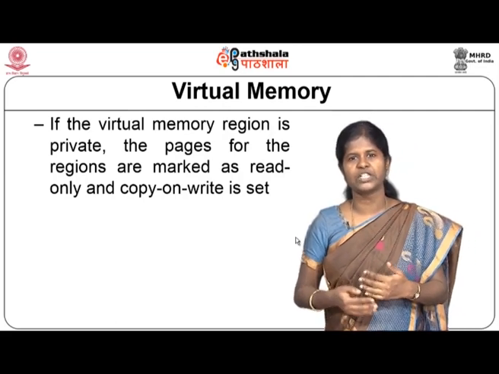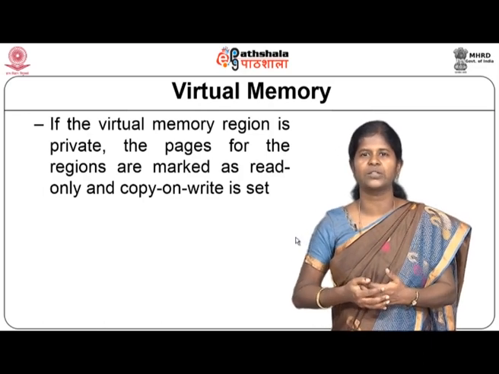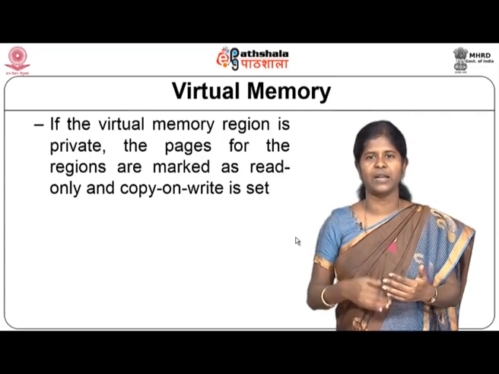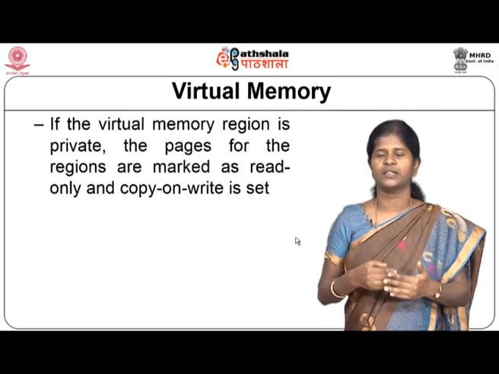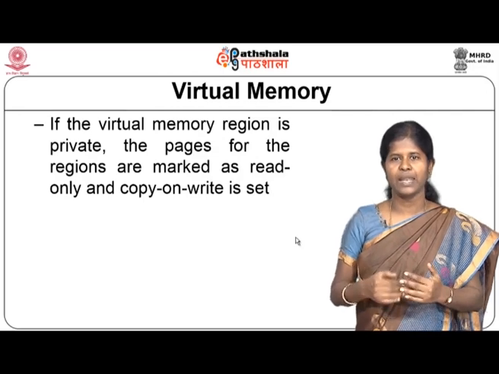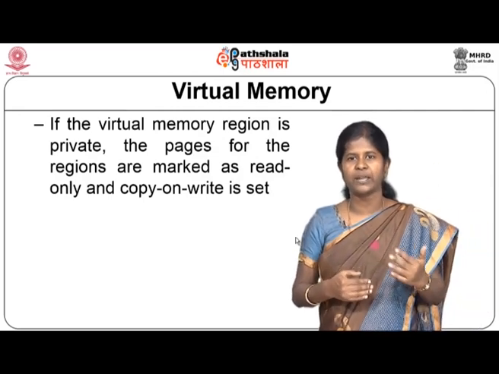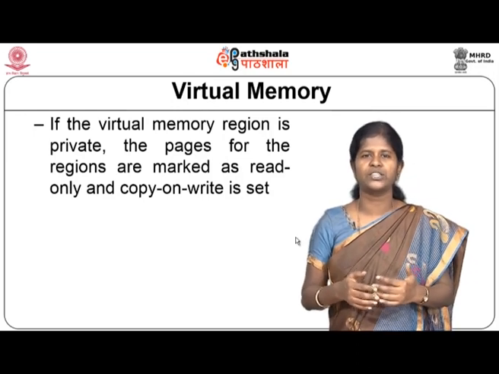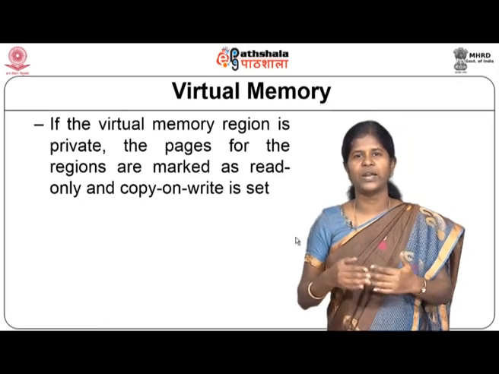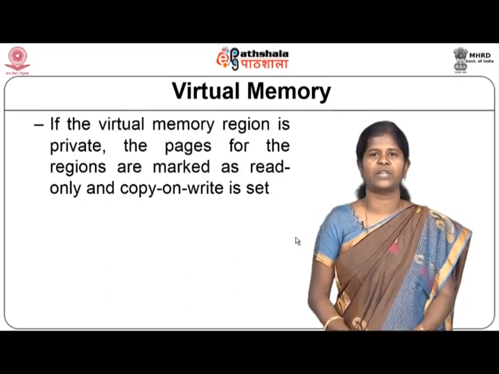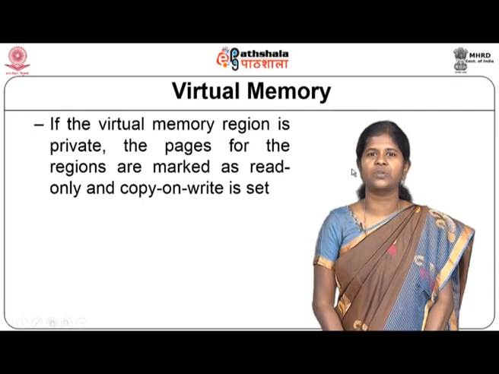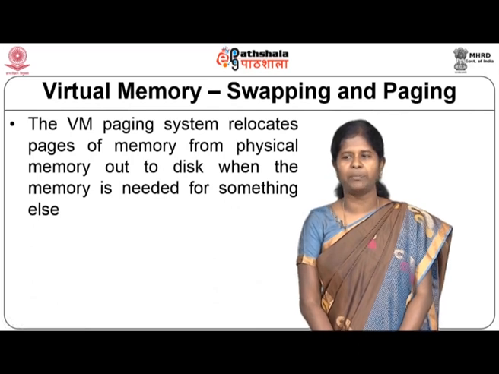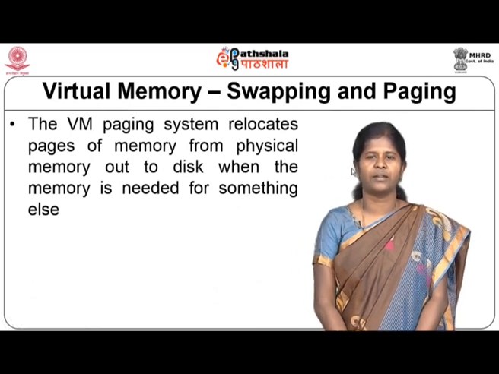And even if the child is trying to write into that page, write into that region, then a copy of that region will be created for the child process, and the child process will write into that page. So, till any one of the processes, the parent or the child, tries to write into that page, the page or the region will be shared by both the processes. Only when one is trying to write, a copy of that is made, and that is the use of this copy on write bit. Now, we will see what this swapping and paging refers to.